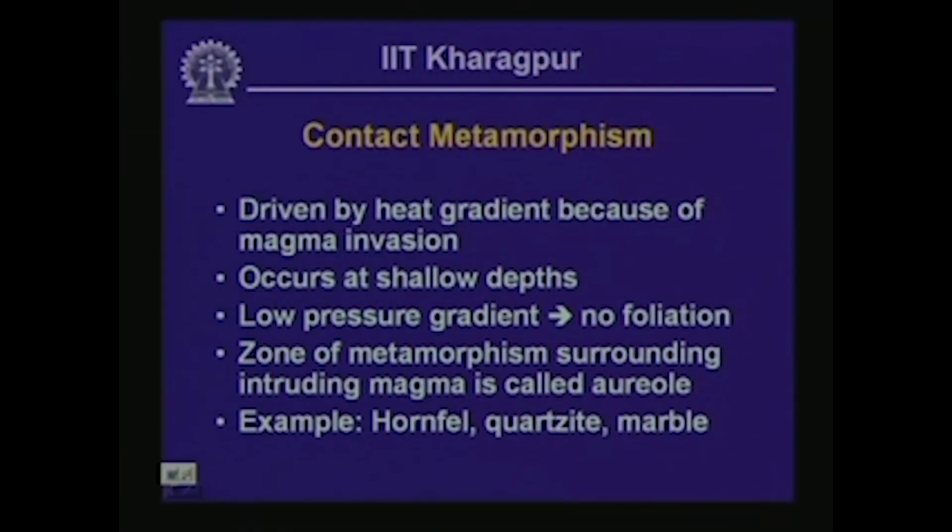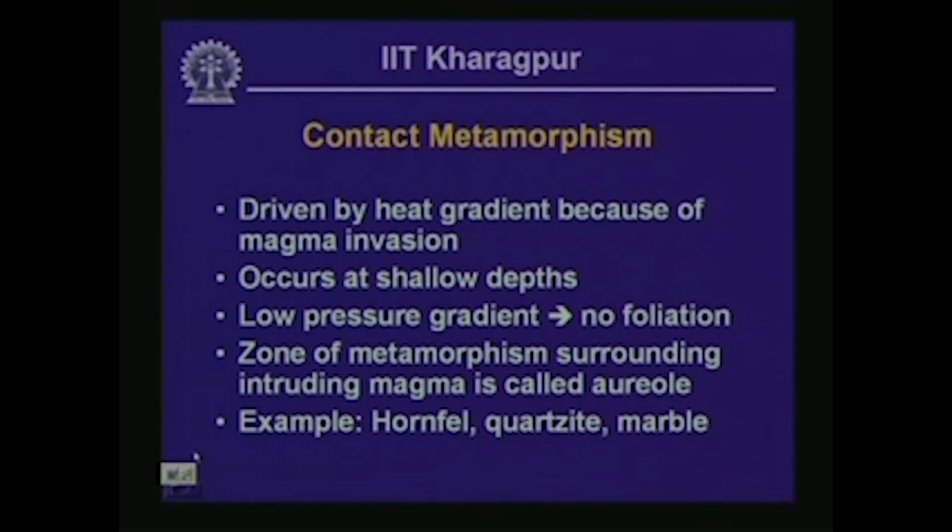Now, there are a couple of definitions in this connection. The rock that surrounds the intruding rock mass, where metamorphism is taking place, that particular layer around the intruding magma is called the aureole. And examples of rocks that arise because of contact metamorphism include hornfels primarily, and you could also get quartzite and marble.